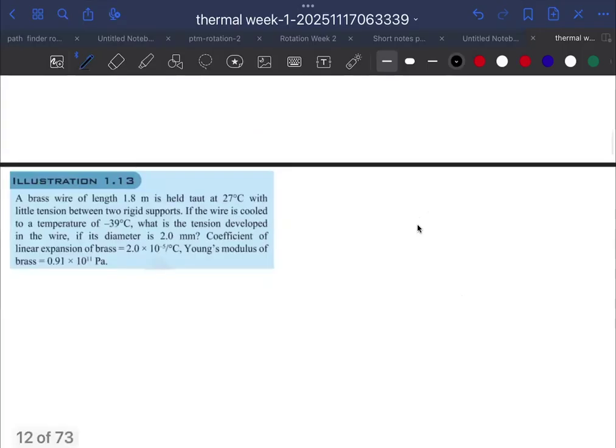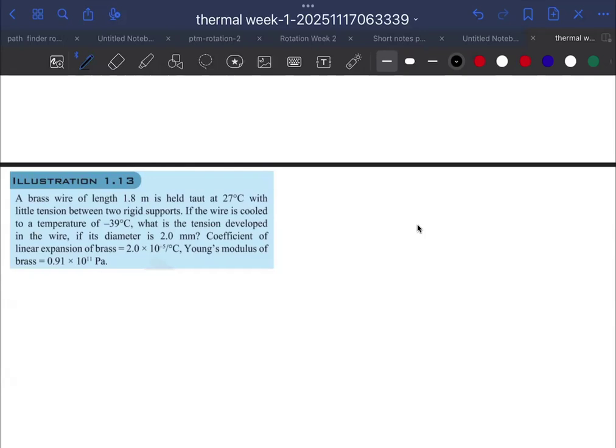Next question. A brass wire of length so and so is held taut at 27 degrees centigrade with little tension between two rigid supports. If the wire is cooled, please don't ask me why not heat it. If you heat it, it will become loose and slack. So if you want tension to form here, you should cool it.